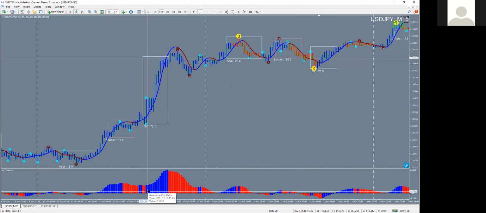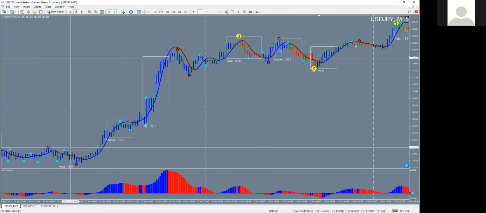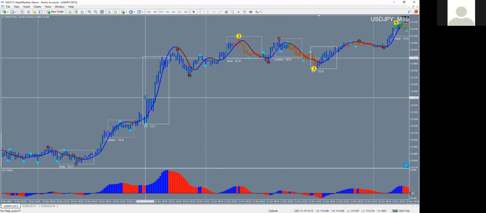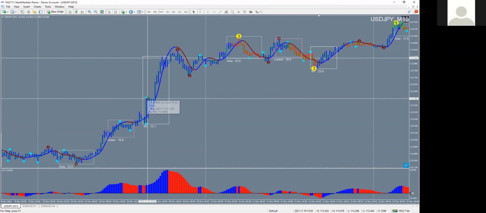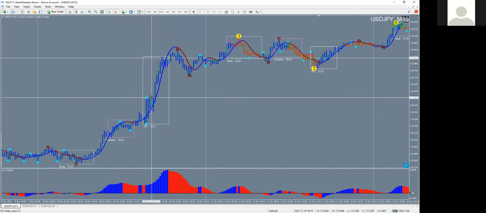Oh, okay. But so you're basing your entries on the breaks of structure or? Well, I look at these, I use them. Here's a break. You know, here's a break. And usually where there's a saddle on the AO, there's a fractal break.